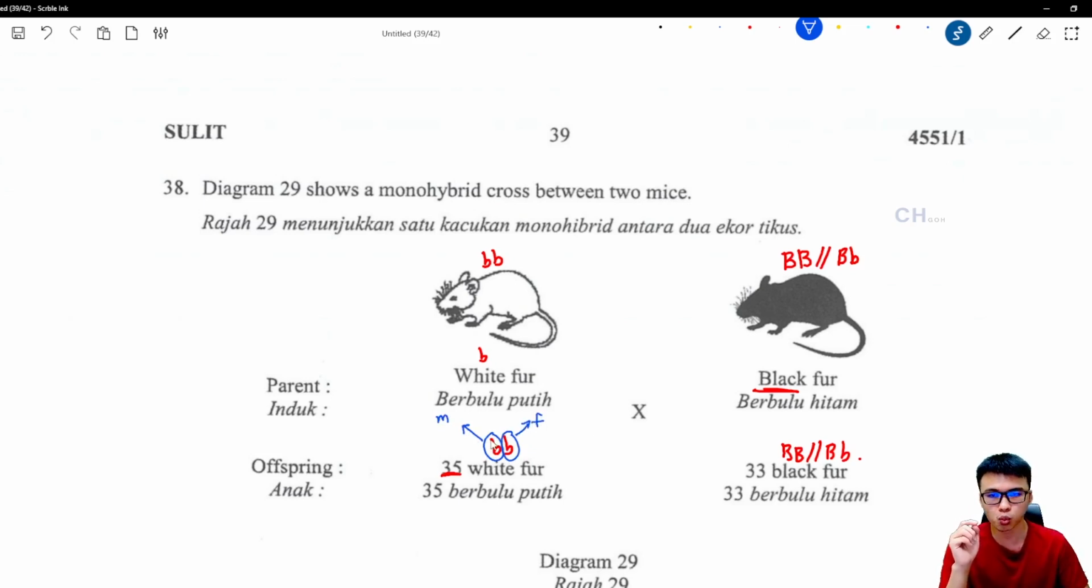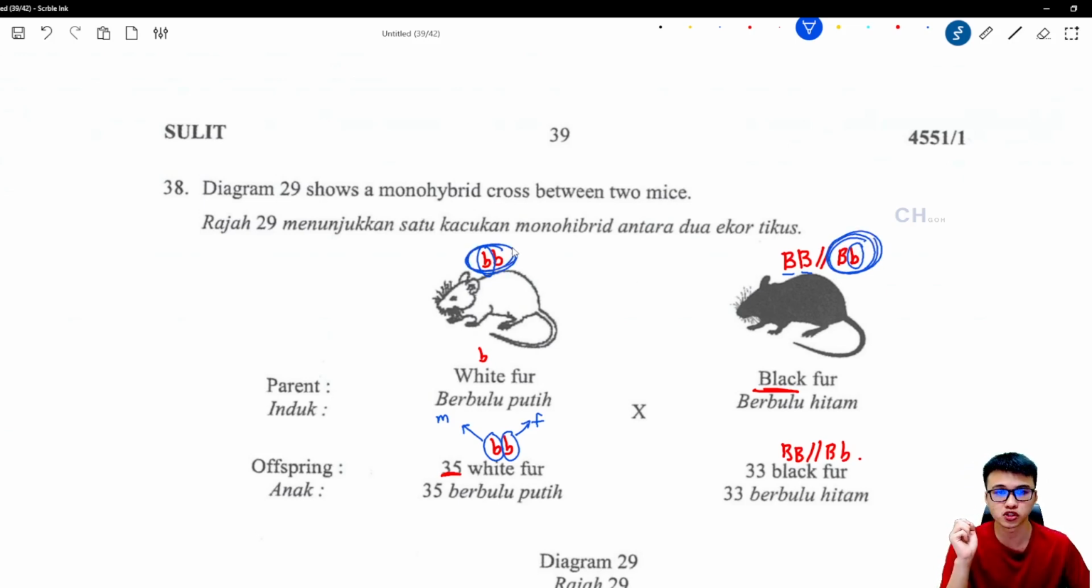So which means that one of the small b must come from this parent. The other small b must come from this parent. You get what I mean? So let's say the black fur is having 2 big B. The offspring of the white fur is not going to be produced. So the answer here should be 1 big B, 1 small b. This is the correct one, and then 2 small b.